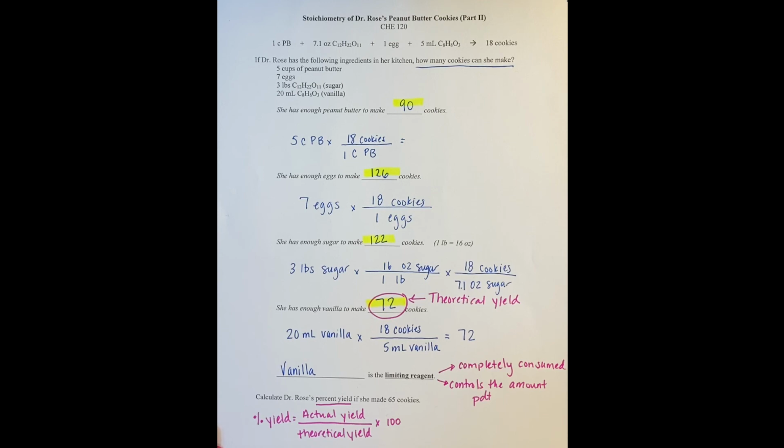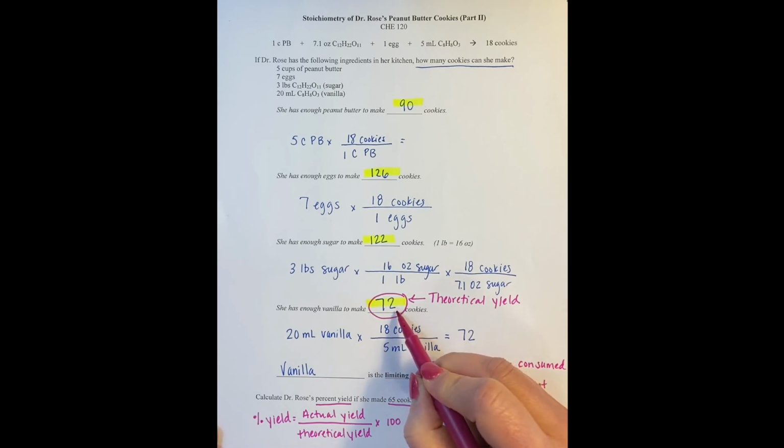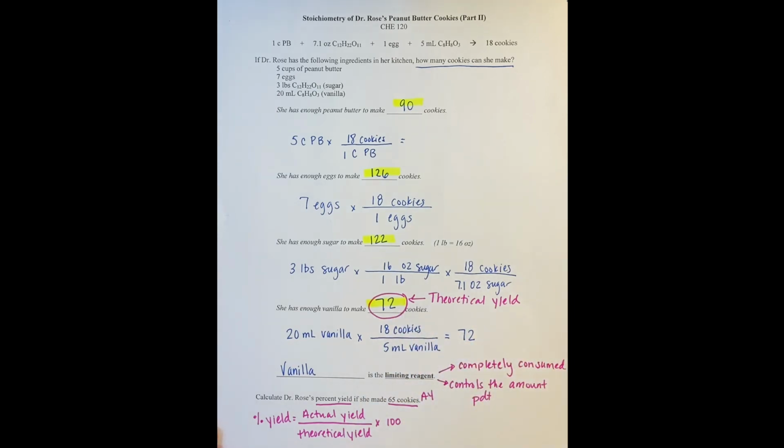So the final question on this exercise says to calculate Dr. Rose's percent yield if she made 65 cookies. So this 65 cookies is going to be my actual yield. Up here, this 72 cookies is my theoretical yield. So when I do the calculation, I'm going to take my 65 cookies divided by my 72 cookies times 100, and that means that my percent yield here is going to be 90.3%.